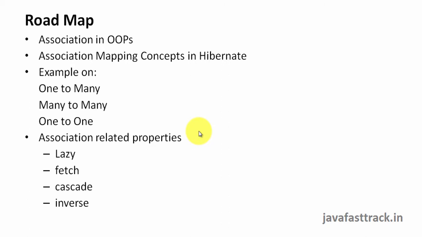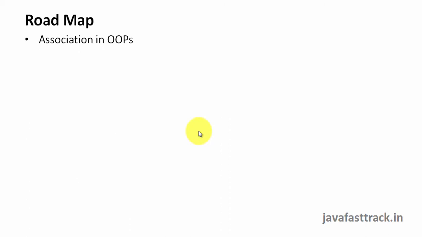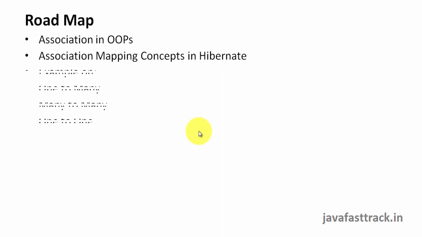In this tutorial, I'll speak about the following Hibernate concepts. First, the concept of association in OOPS. What does it mean by association in OOPS and how to write Java class with respect to association. Second, I'll talk about association mapping concepts in Hibernate. The main concept of this tutorial is how to do association mapping in Hibernate. We are going to write some code for one-to-many association, many-to-many association, and one-to-one association.